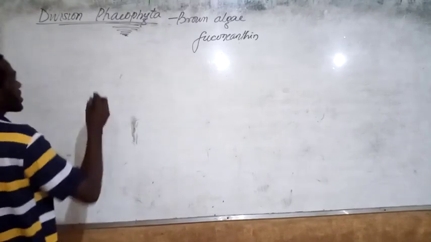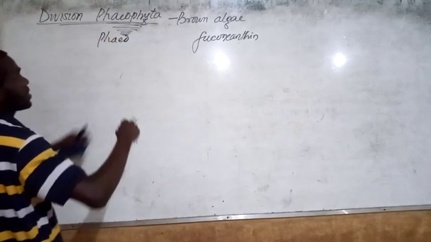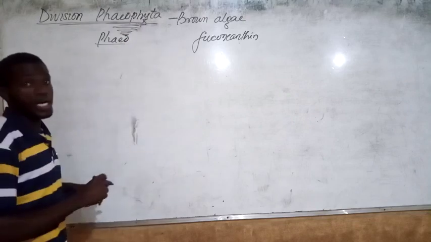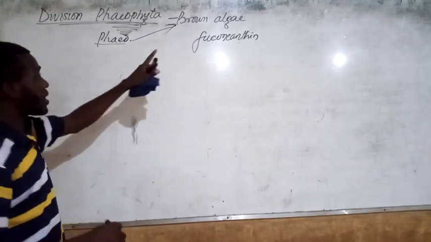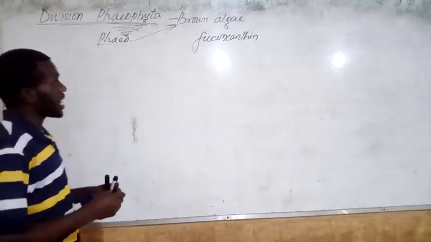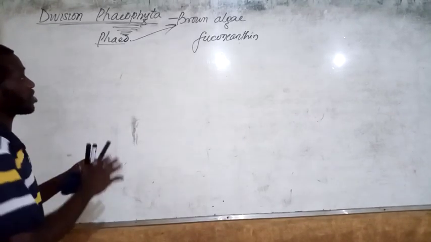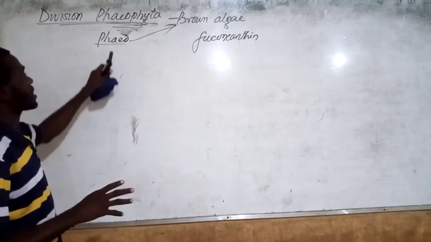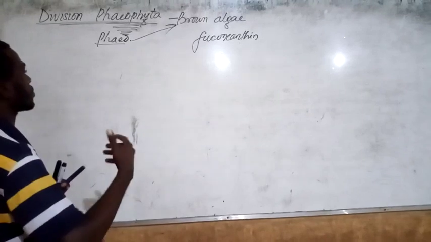In fact, the name Phaeophyta actually comes from the Greek words Phaeo and Phyta, Phaeo meaning brown. So you can relate to the reason why it is called brown algae. Now, it doesn't mean that all of them are going to be brown, but most of the time they appear brown in color.